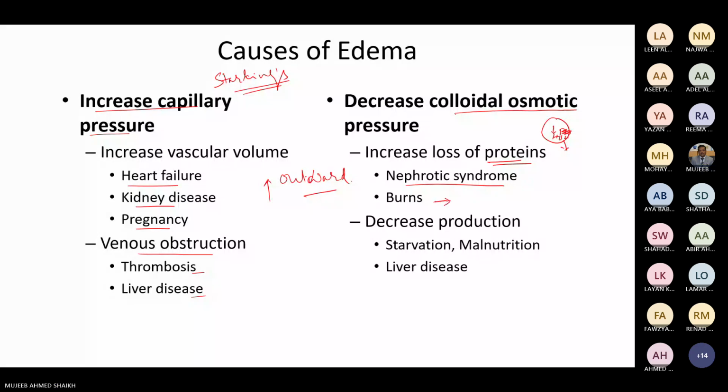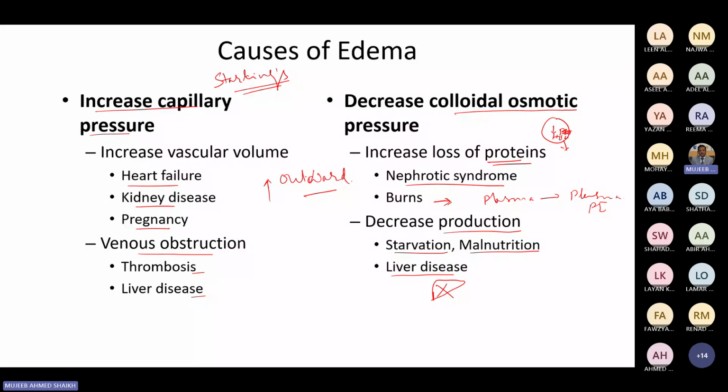Burn. During a burn, there is plasma loss, plasma and plasma protein, and the protein loss will lead to edema. That is decreased colloidal osmotic pressure. Sometimes there is no loss but decreased production, like in starvation, malnutrition, or liver damage. The liver is the site for formation of proteins. If the liver is damaged, proteins will not be formed in a proper amount, leading to decreased colloidal osmotic pressure and edema.